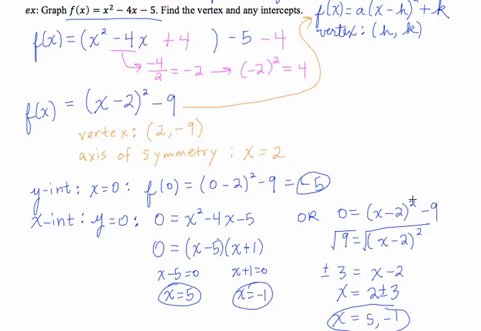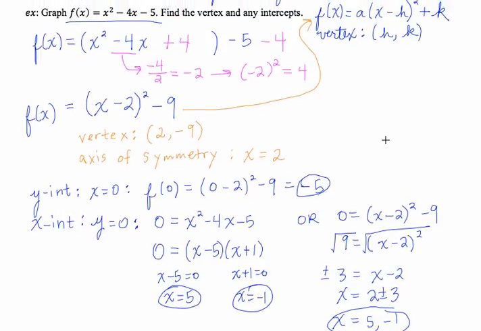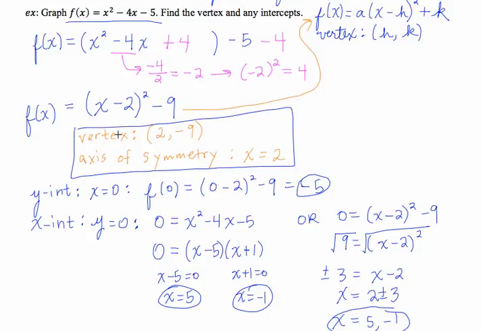And that's it for this one. We have enough information to graph it. Okay, so to graph it, we want to use all of this information we found. The fact that the vertex is at 2, negative 9, and the axis of symmetry is x equals 2. We have the y-intercept and we have the x-intercept. So let's begin by plotting all the points that we know are on this function.